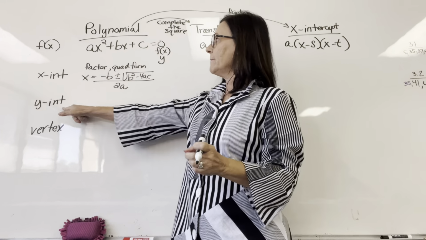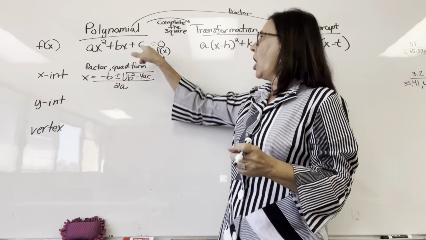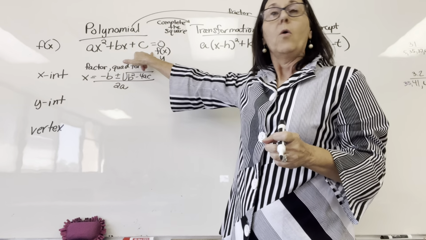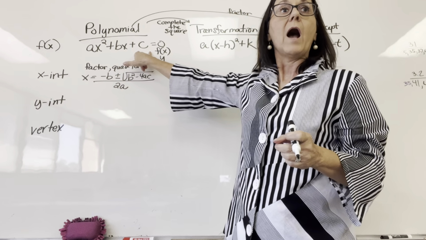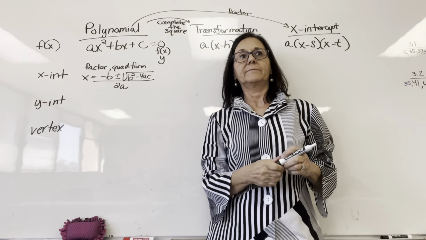What is always going to be my y-intercept in the polynomial form? I've already given you the answers. My constant is always going to be where it crosses the y-axis. So, why? Why is that the case?